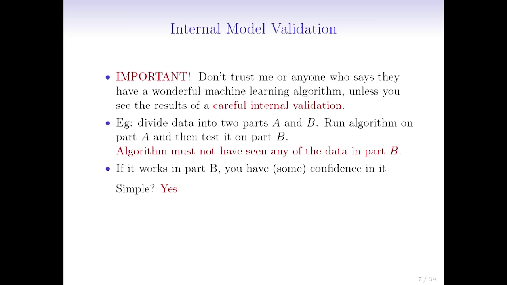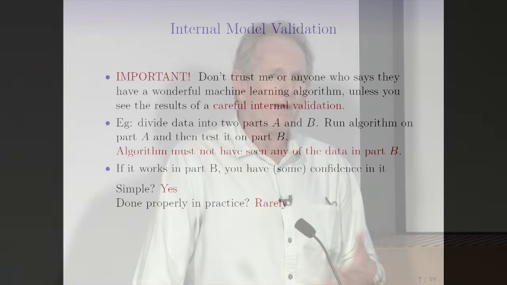If it works on part B, you have some confidence in it because the algorithm didn't see part B. Okay? So it's a simple paradigm. Is it done properly in practice? Rarely, because people cheat inadvertently. They peek at the data. They try it once, it doesn't work out quite right, so they try something else, and they end up abusing this kind of system. So rigorous control of this kind of validation has become a central part of good model building today.